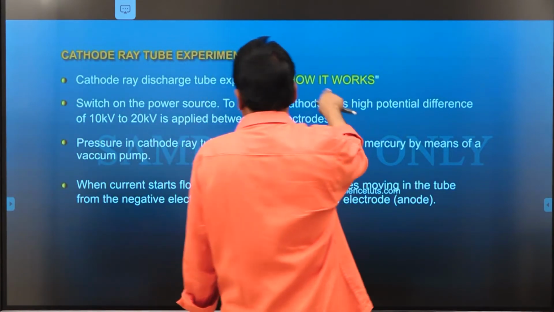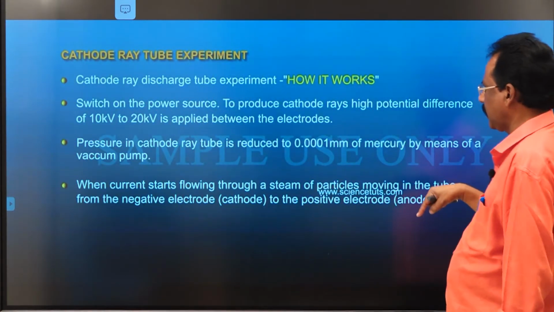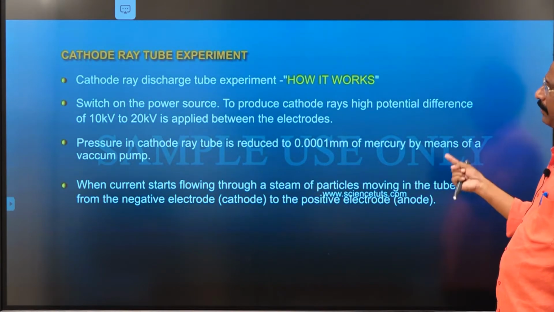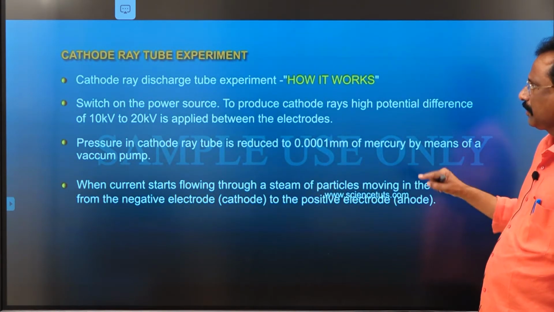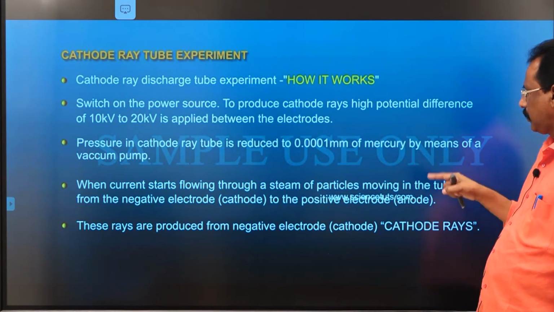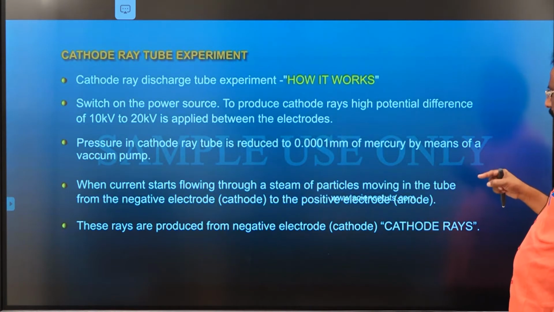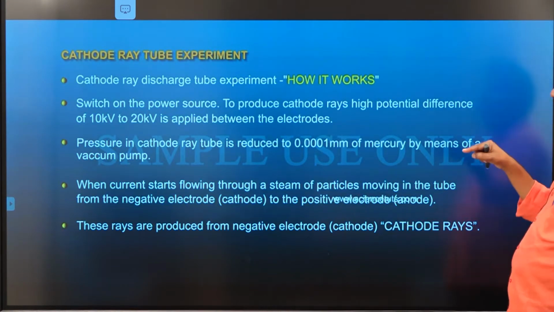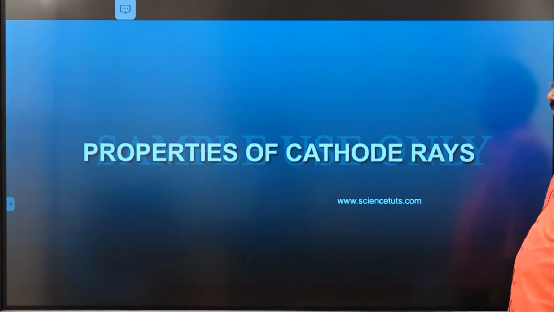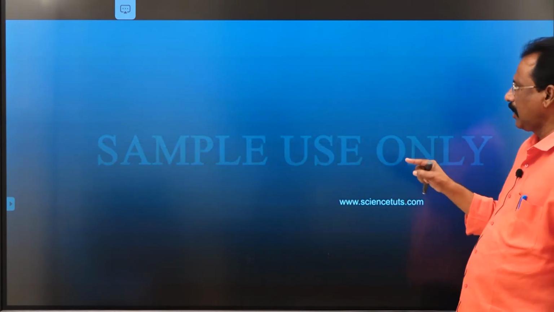So this is about the experimental information. Once again, I will repeat the same experiment with the help of this simple video also. Here the pressure is 0.0001 mm Hg, and that means at very low pressure and high voltage, when any gas is subjected to electrical discharge, cathode rays are produced.